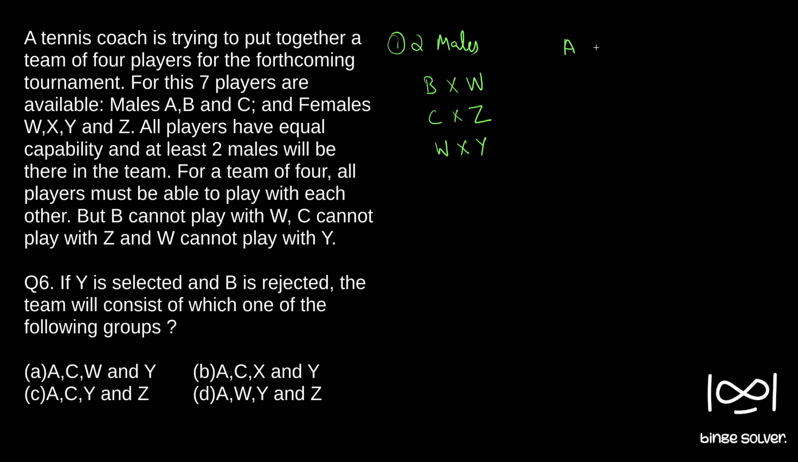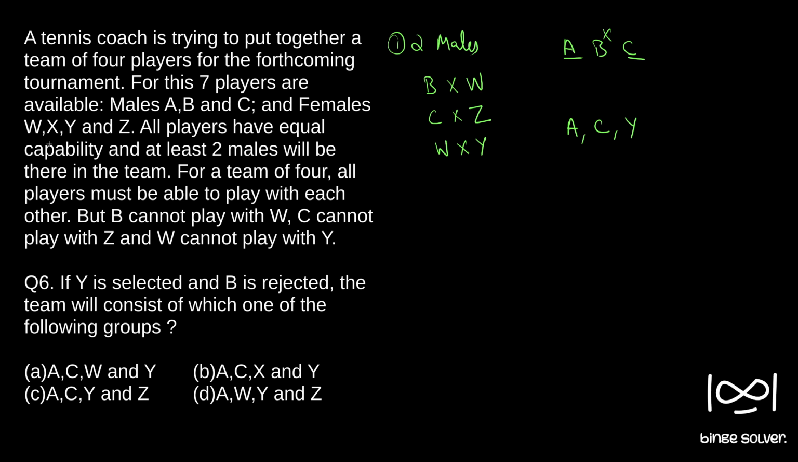So out of A, B, C males, B is rejected. So automatically, since we need 2 males, A and C will be selected. So A is selected, C is selected, and we know that Y is selected. In the given condition, since B is rejected, we don't need this. So we need one more person.